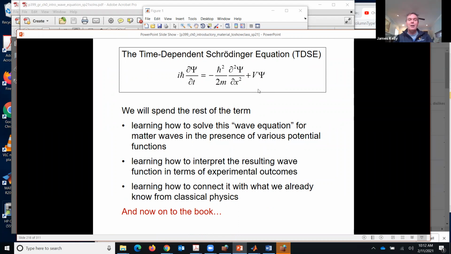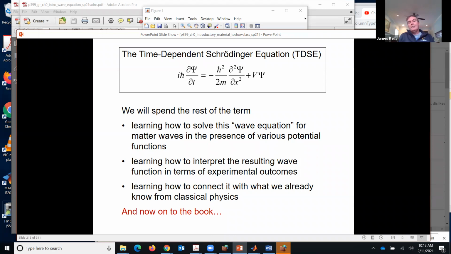You're familiar with it somewhat from modern physics, but the rest of the term is a lot of stuff that you went through in modern physics, but we're going to go through it in much more detail. Learning how to solve this wave equation for waves in the presence of various potential functions. So we're going to do many of the same problems you did in modern physics. Of course, problem one is the infinite square well kind of potential function.